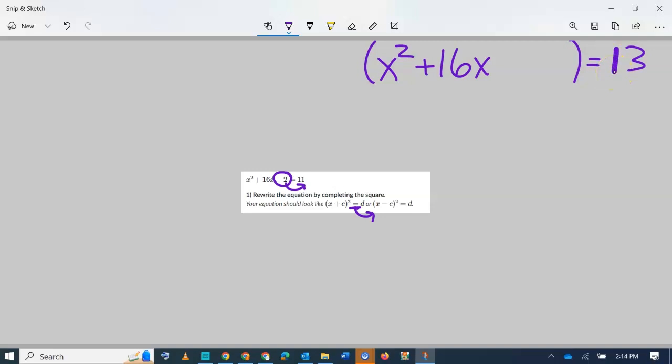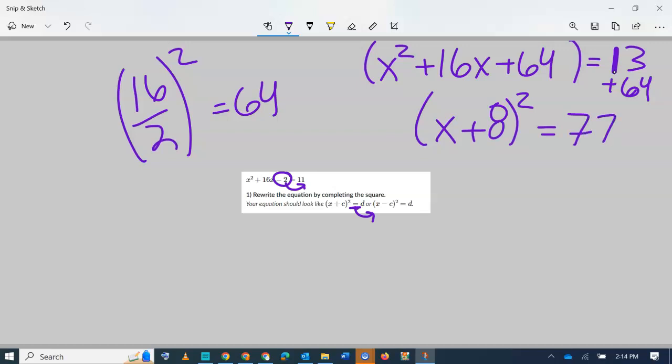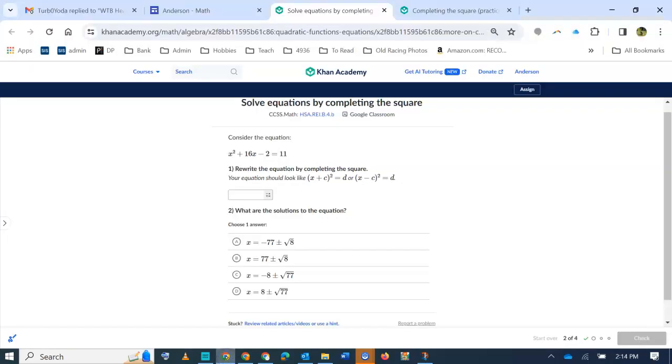Now to complete the square, we take 16, divide by 2, and square it. So 16 over 2 is 8. 8 squared is 64. So plus 64 plus 64. This becomes x plus 8 squared, which equals 77. That's the first part of the answer. So let's do that.